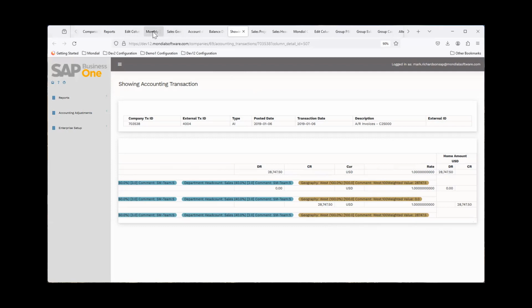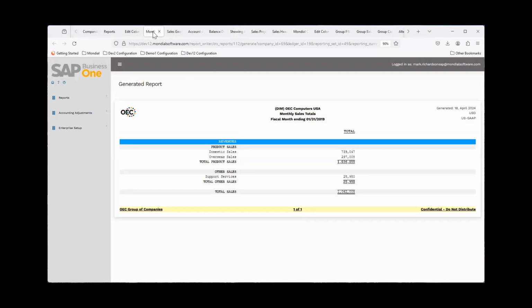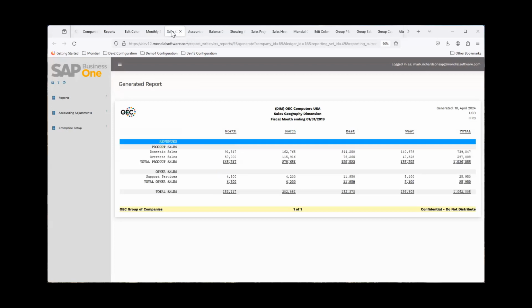So with Mondial, you can actually start off with a very summarized report. And while keeping the general format of that report, you can expand it further to break down into subcategories that will actually help you better understand how your business is doing.